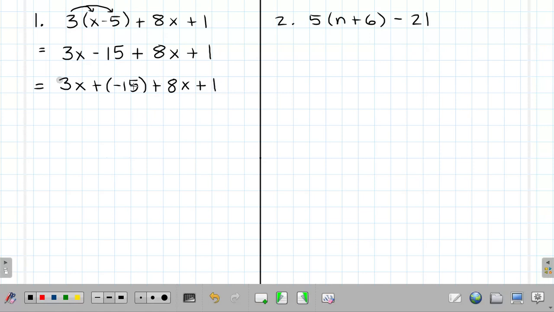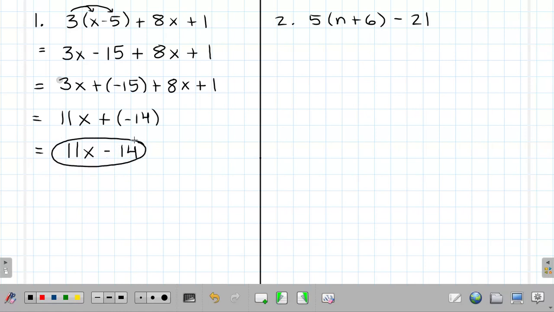And then combining all the terms. So 3x plus 8, or 3 plus 8 gives me 11x, plus negative 15 plus 1 gives me the negative 14. And then we got to go the one extra step of 11x minus 14. But I am going to start going through and trying to do these a little quicker, okay?